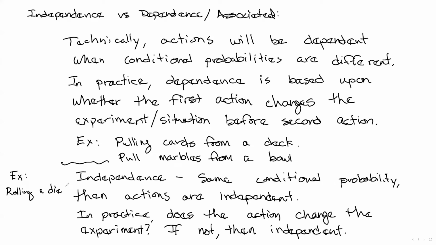If you roll a die and get a 6, and then someone says, what's the probability that you're going to get a 6 on the second die roll? The fact that you got a 6 on the first die roll does not change the probability of getting a 6 on the second die roll. They are completely unrelated. The situation is not changed. The die is not changed by rolling a 6 the first time. And so rolling dice are independent events, independent actions.